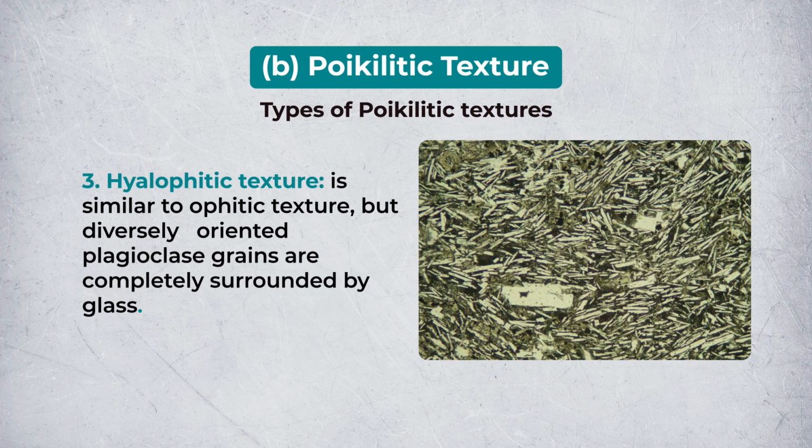The third one is hyalophitic, which is similar to ophitic texture, but diversely oriented plagioclase grains are commonly surrounded by glass. I will show you all the three types of texture in the following slides.